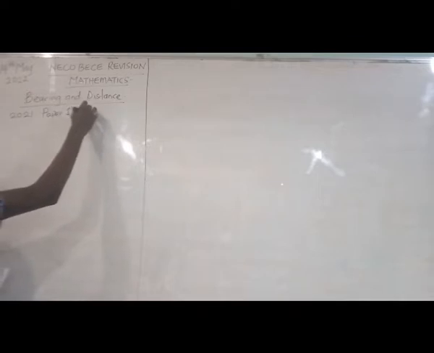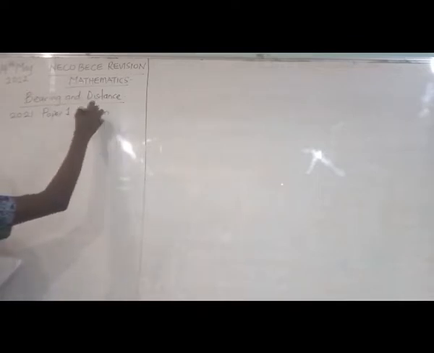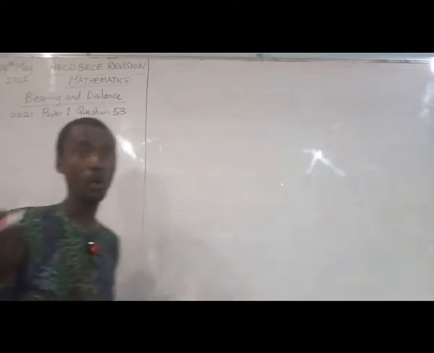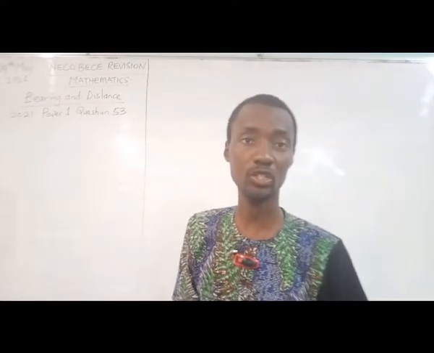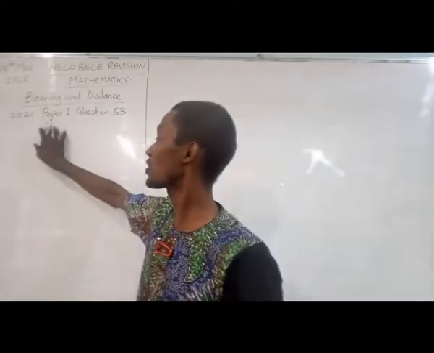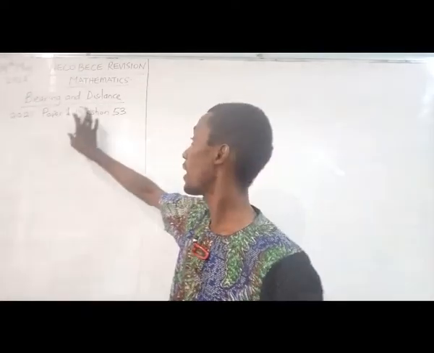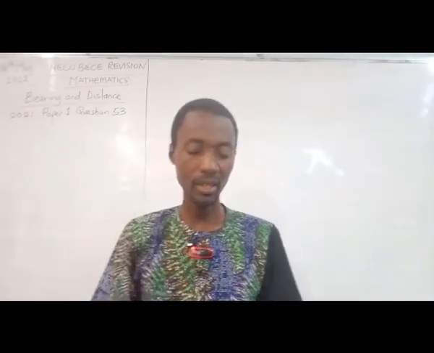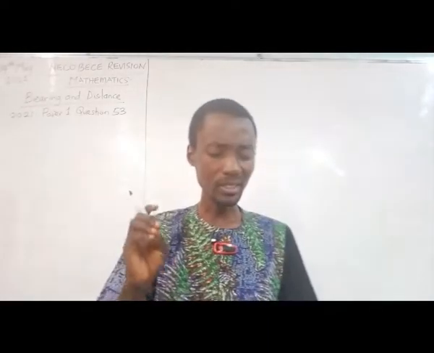So to the 2021 paper 1, question 53. Subsequently, I'll be using coded language to write this. Anytime you see P, it will be paper. And anytime you see Q, it will be what? Question. Alright, it says a boy starts.